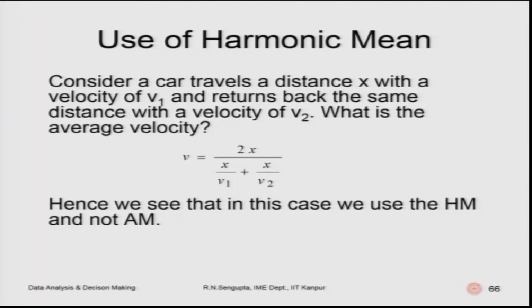If I want to find the average velocity, x cancels from the numerator and denominator. So, it will basically be 2 divided by 1 by v1 plus 1 by v2. That is the way you calculate the harmonic mean. Hence, we see that in this case we use the harmonic mean and not the arithmetic mean to find the average of the speed. That is just an example.